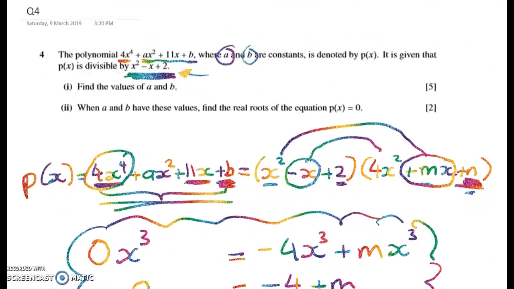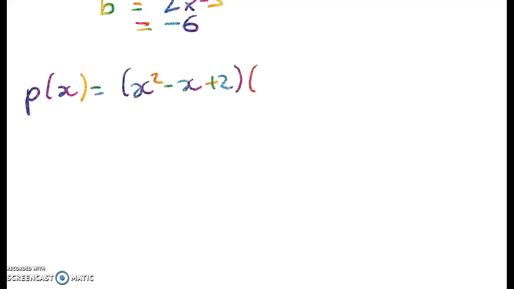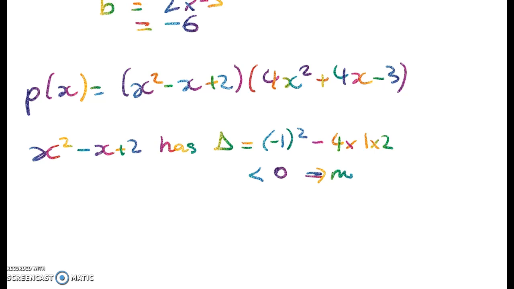So part 2 of this question, just going back up here, was to, once we've found a and b, figure out the real roots of this equation. And this is pretty straightforward now. So p of x is equal to x squared minus x plus 2 times 4x squared plus 4x minus 3. So x squared minus x plus 2 has discriminant of negative 1 squared, b squared minus 4 times 1 times 2, which is negative, so it has no real roots.